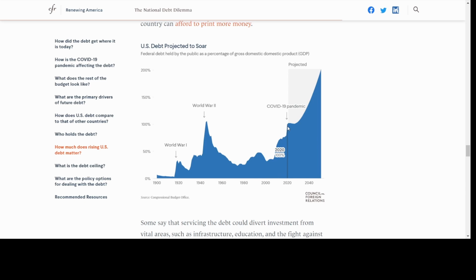And then since 2020, we're projected to go another 100% by 2040. So there just has to be a lot of debt issuing and a lot of money printing to really keep the system afloat. And I just don't see it as a sustainable system.